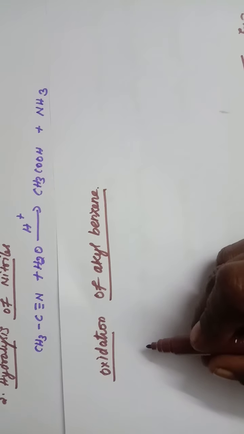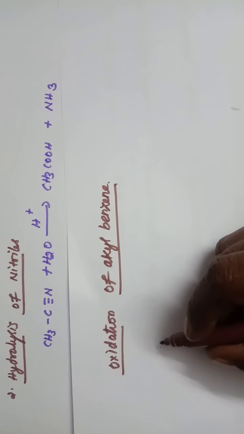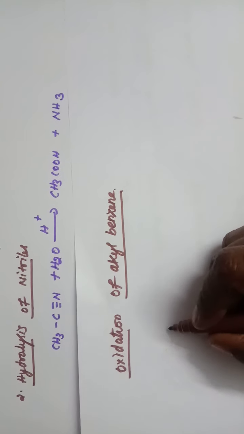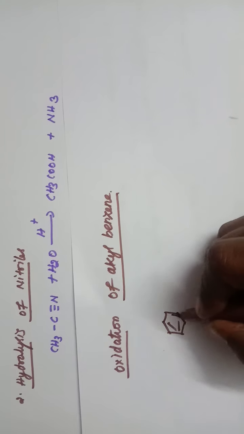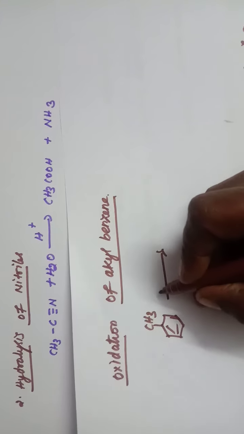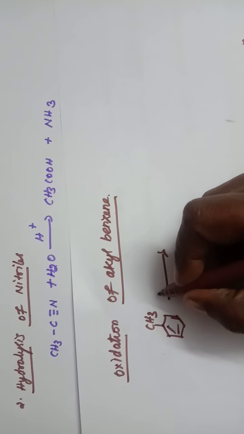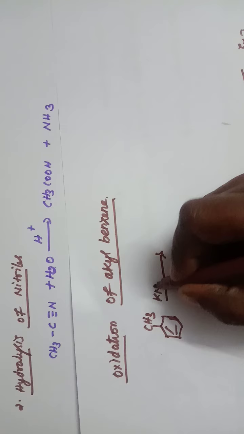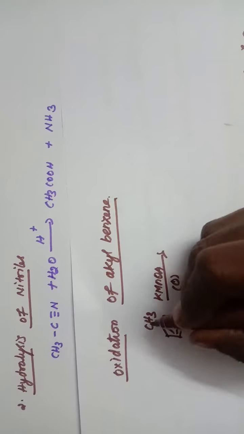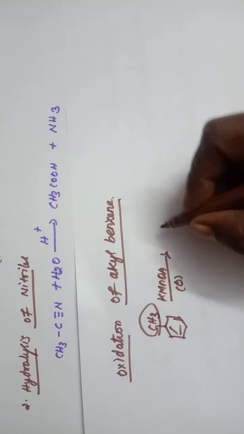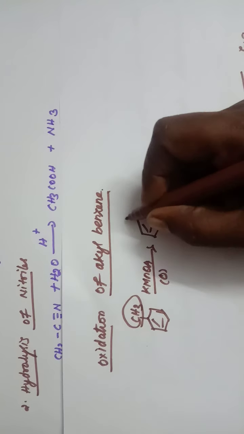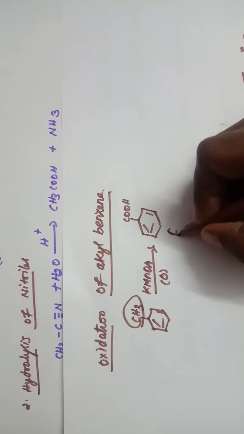Next method of preparation is oxidation of alkyl benzene. Aromatic carboxylic acid can be prepared by oxidation of alkyl benzene. When toluene, C6H5CH3, undergoes oxidation in presence of chromic acid or alkaline KMnO4, vigorous oxidation takes place, so that the side chain is oxidized into a carboxylic group. So we will be getting C6H5COOH. This is benzoic acid.